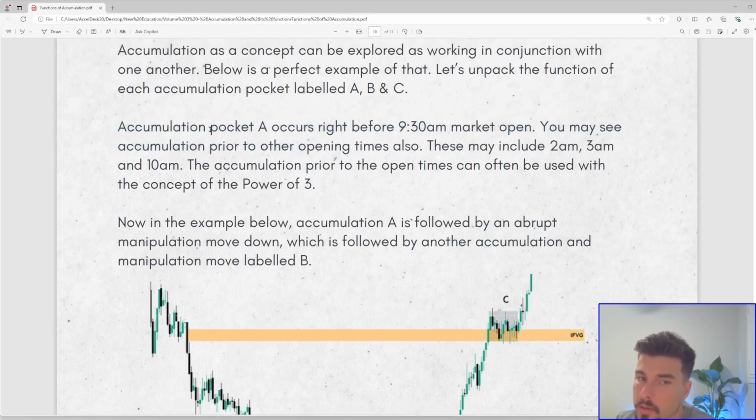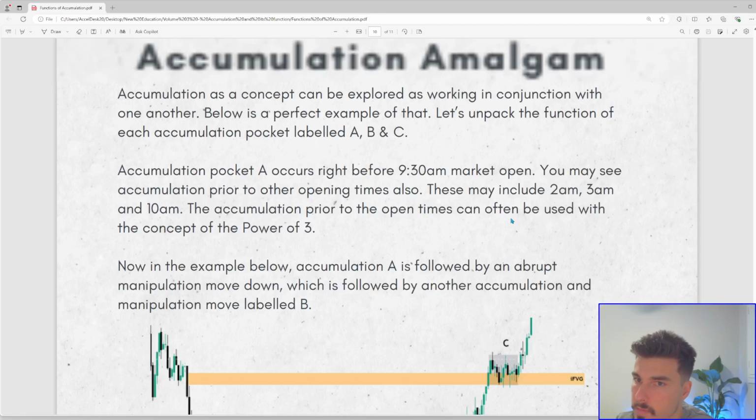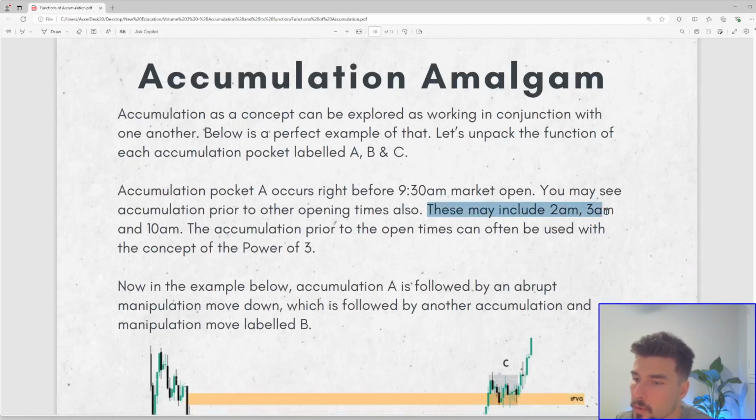In this case, accumulation pocket A occurs right before the 9:30 open. So 9:30 open is here. We accumulate, and then look what 9:30 open does. We manipulate, we accumulate, we manipulate. Really important. So that's what I've said here. These may include 2 a.m., 3 a.m., 10 a.m., and also 2 p.m.